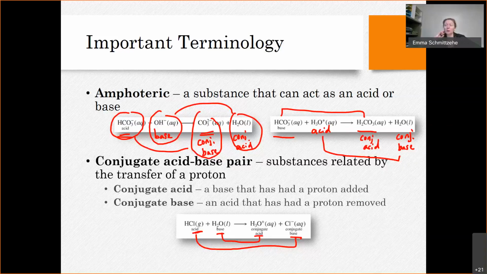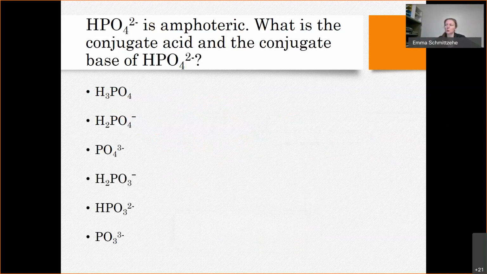You should also be able to determine if we just give you a substance and say, okay, the substance, if it acts as an acid, what's its conjugate base? Or if this substance acts as a base, what's its conjugate acid? Okay, so you should be able to interconvert between those. So let's look at an example.